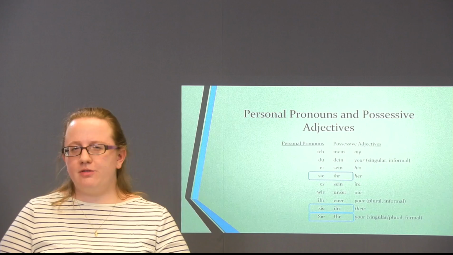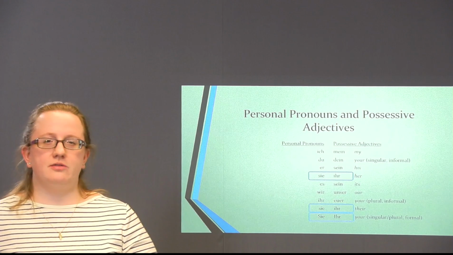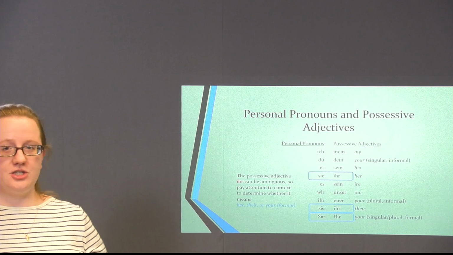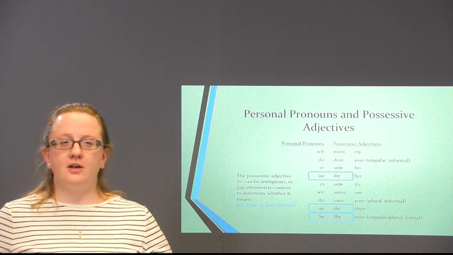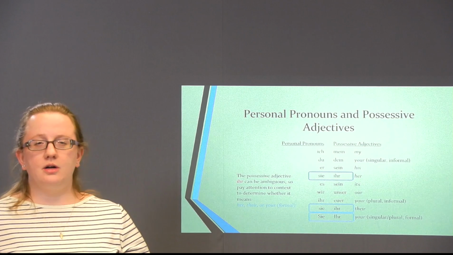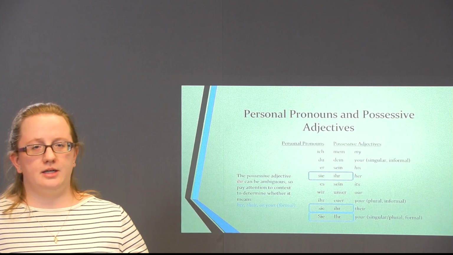So we have three ihrs here, which could be a source of some ambiguity. So we need to pay attention to context when we see an ihr, because the verb is what's going to tell us whether it's meant to be her, their, or your in a formal setting.